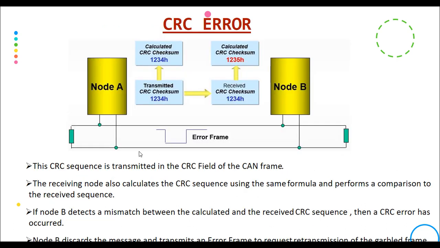CRC error. The CRC sequence is transmitted in the CRC field of the CAN frame. The receiving node also calculates the CRC sequence using the same formula used by the transmitter and compares it to the received sequence. If node B detects a mismatch between the calculated and the received CRC sequence, a CRC error has occurred. In such a case, node B in this example will discard the message and transmit an error frame to request a retransmission of the erroneous or garbled frame.